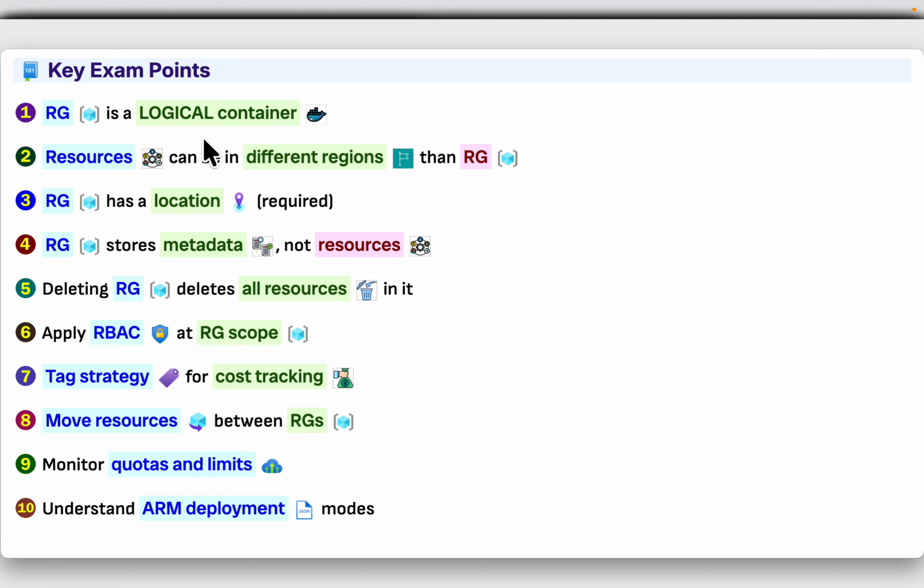Key exam points. Just to summarize, a resource group is a logical container. Resources can be in a different region than the RG. RG has a location which is required. Resource groups store metadata, not resources. Deleting a resource group deletes all resources within it. Apply role-based access control at resource group scope. Tag strategy for cost tracking. Moving resources between RGs is possible. Monitor quotas and limits, and understand ARM deployment modes. They are two, complete and incremental.